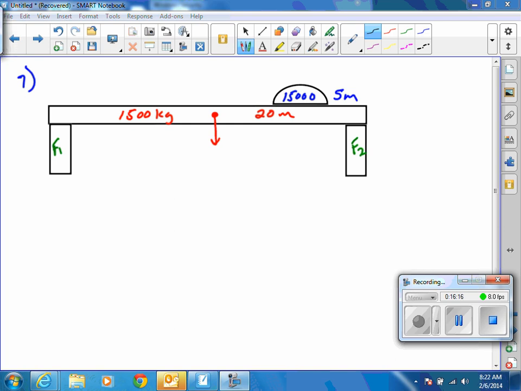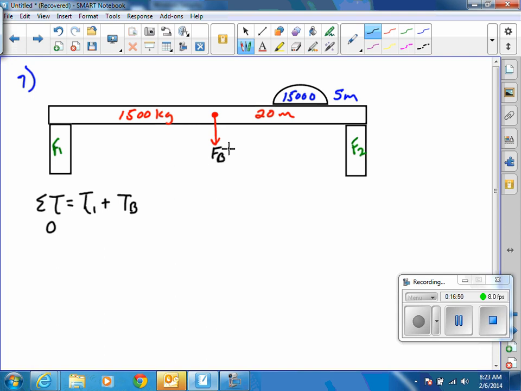So what I'm going to do now is say the sum of all the torques has to equal 0. Well, there's one torque that's caused by leg number 1. And there's one torque that's caused by the weight of that beam. Because even if the printing press wasn't on there, if you removed one of the legs, the weight of the beam would cause it to fall. Okay, so this is the force of the beam. I'm going to put a little B there for the beam.